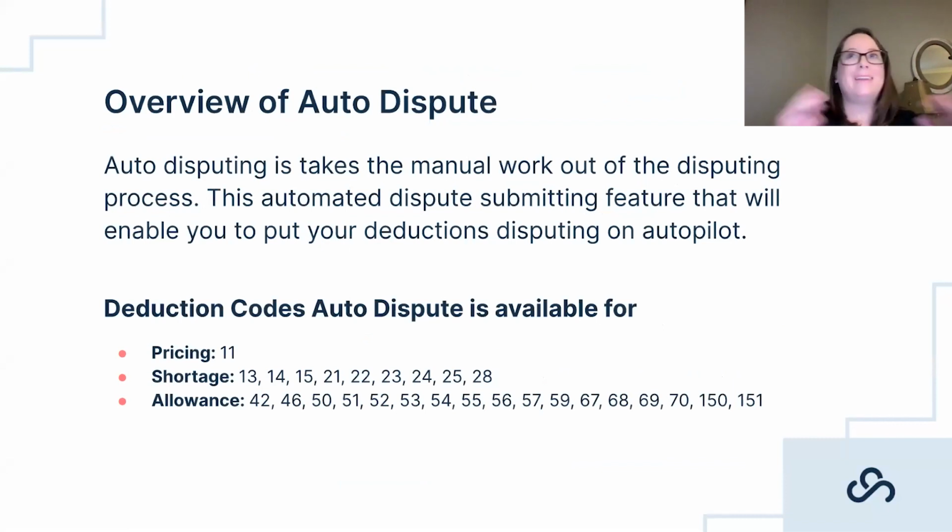So again, adding the supplier agreement helps you determine if they are invalid, and then using our auto dispute feature will automatically submit those invalid allowance deductions for you, along with the pricing and shortage deductions that you're used to.